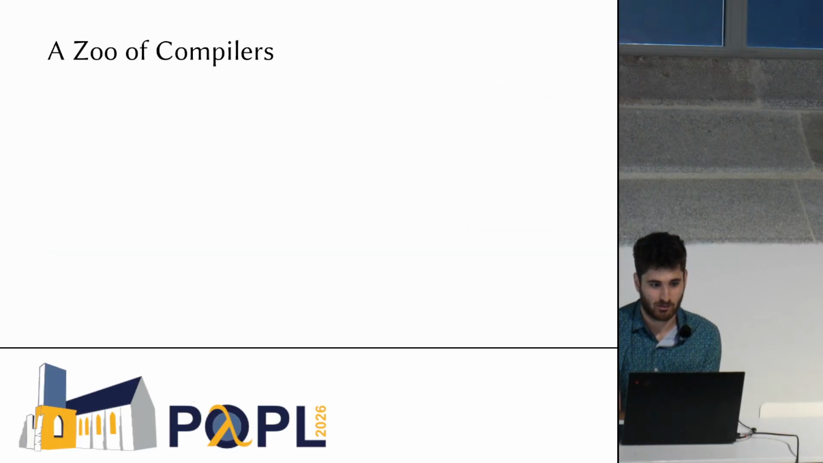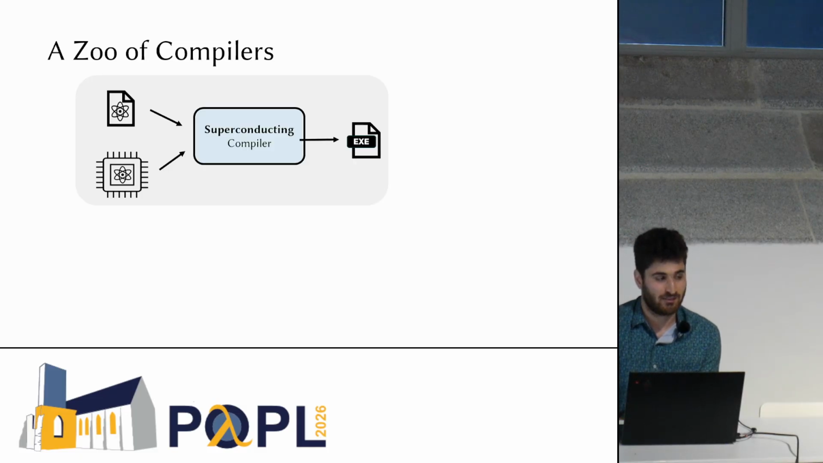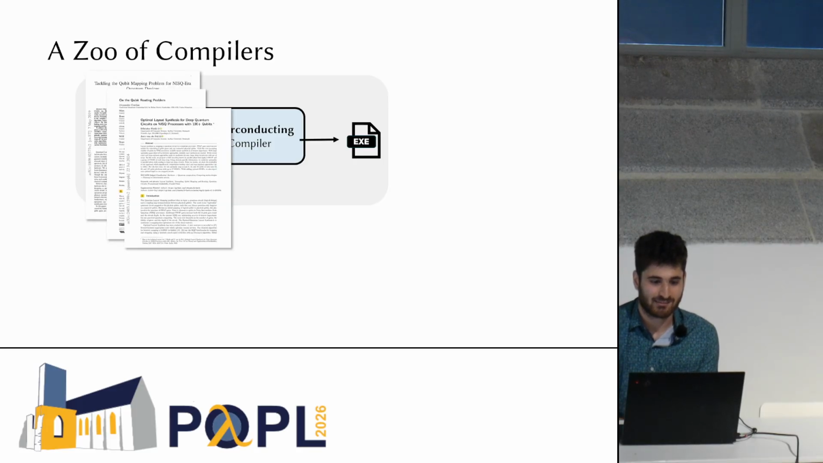Okay, so back to the diversity of quantum platforms. For each of these, we need to develop a new compiler, which results in a zoo of different compilers. So for example, if we have these superconducting qubits that we'd like to target, and some quantum circuit we'd like to execute, then we need a superconducting compiler in order to produce a scheduling of the instructions that can actually be executed on this device. There are several papers that have been written about this problem.